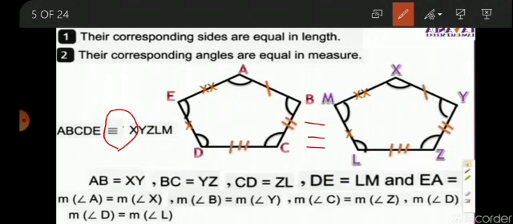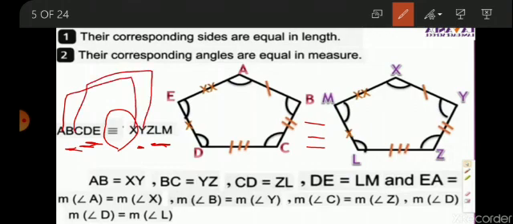So I can say AB equals XY, CD equals ZL, and DE equals LM, and the measure of angle A equals the measure of angle X, the measure of angle B equals the measure of angle Y, and so on. When I write polygons in the same order, I can tell you the equalities of sides and angles.